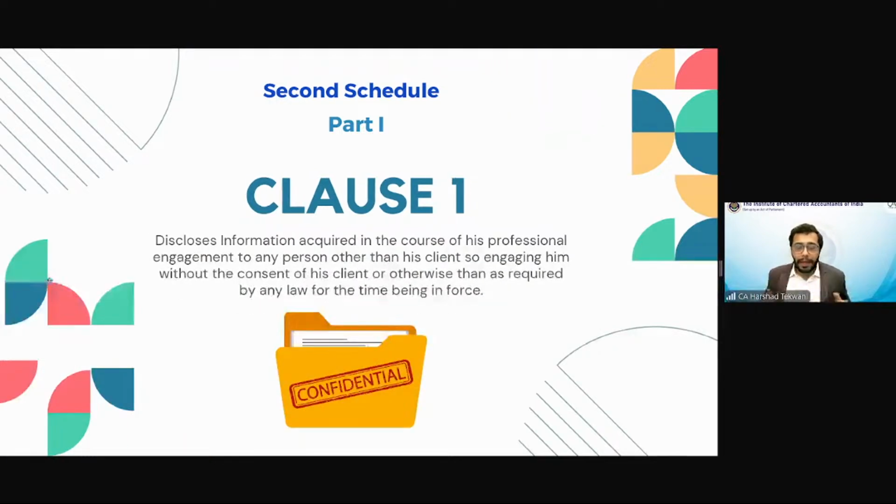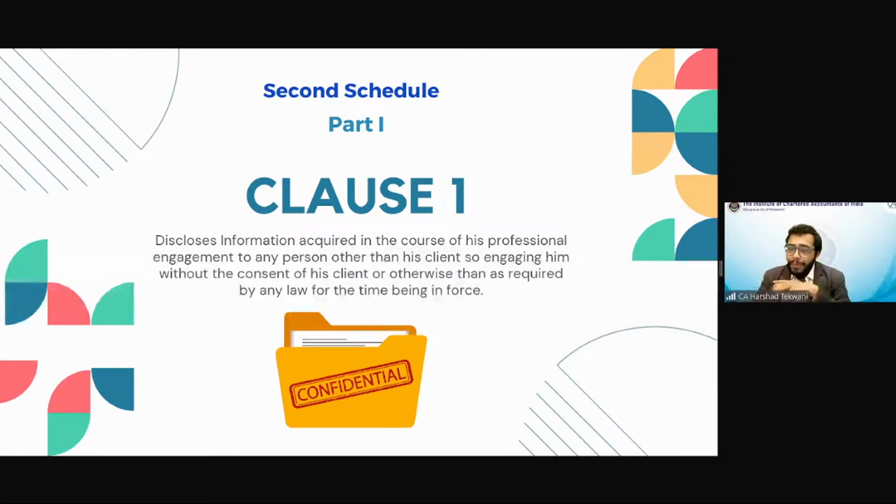Okay. Let's talk about clause 1. Discloses information acquired in the course of his professional engagement to any person other than his client, without his consent or otherwise than required by law. Now, I'll discuss one example, and you tell me whether that information was supposed to be disclosed or not.